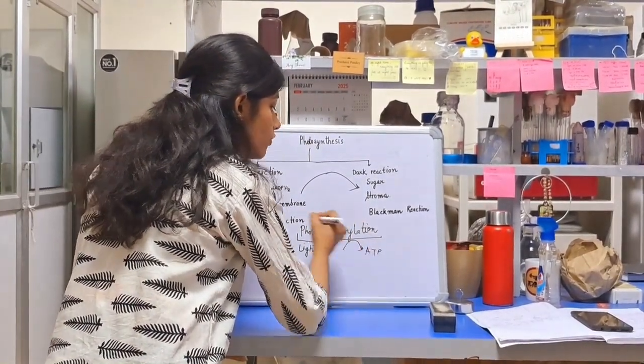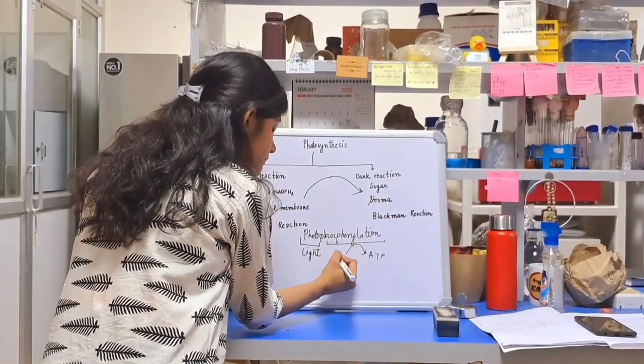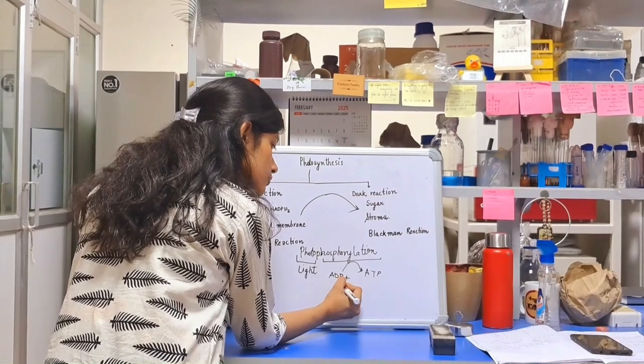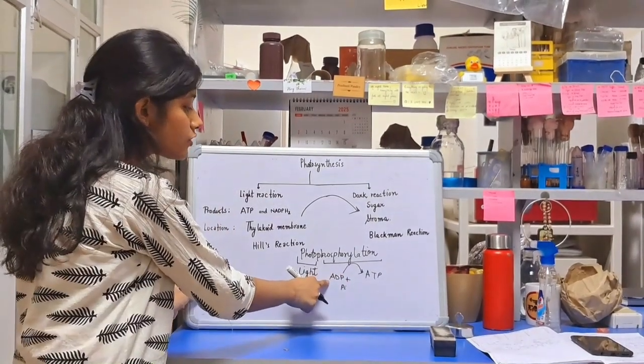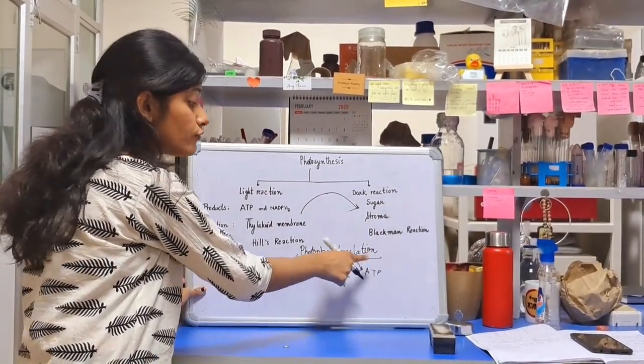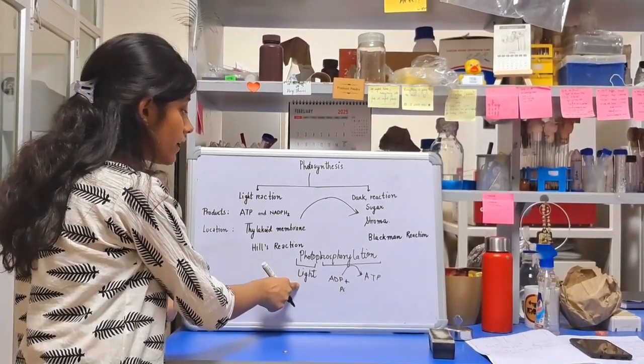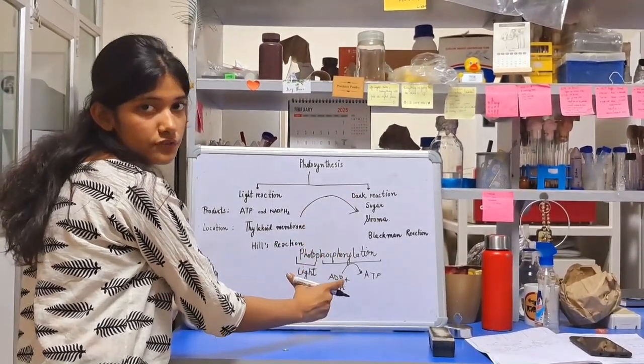How is this ATP formed? This ATP is formed by addition of phosphorus to ADP. So basically we are doing what? We are phosphorylating this ADP to form ATP, and it is taking place in presence of light. That is why we are calling it photophosphorylation.